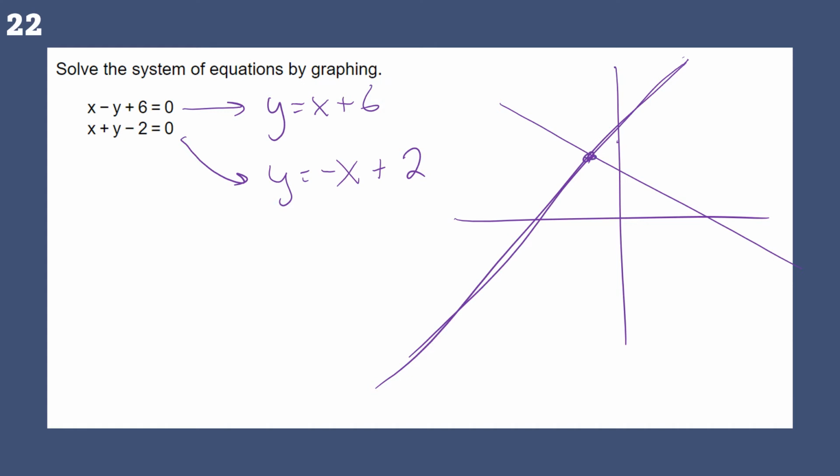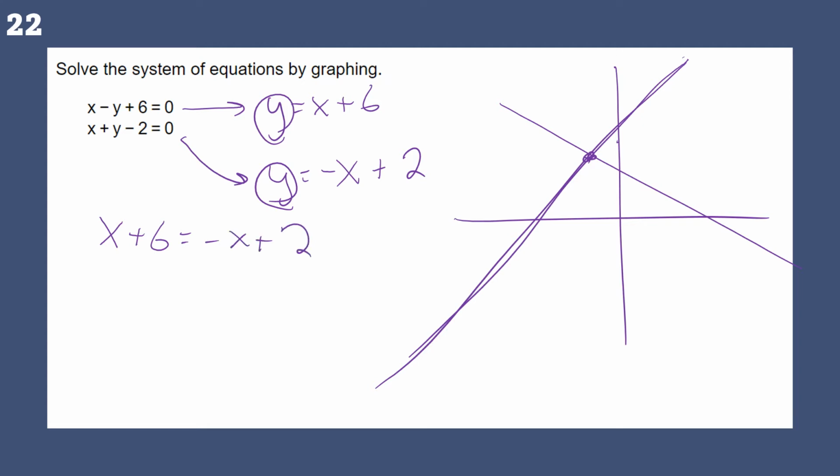And so we intersect here. Now, if I was doing this on graph paper or using a graphing calculator, I'd get the right answer. But since I don't have a graphing calculator, one thing we can do is set these two equal to each other. They both equal the same y. So we just need to figure out what the x would be that would match. So that would be x plus 6 equals negative x plus 2.